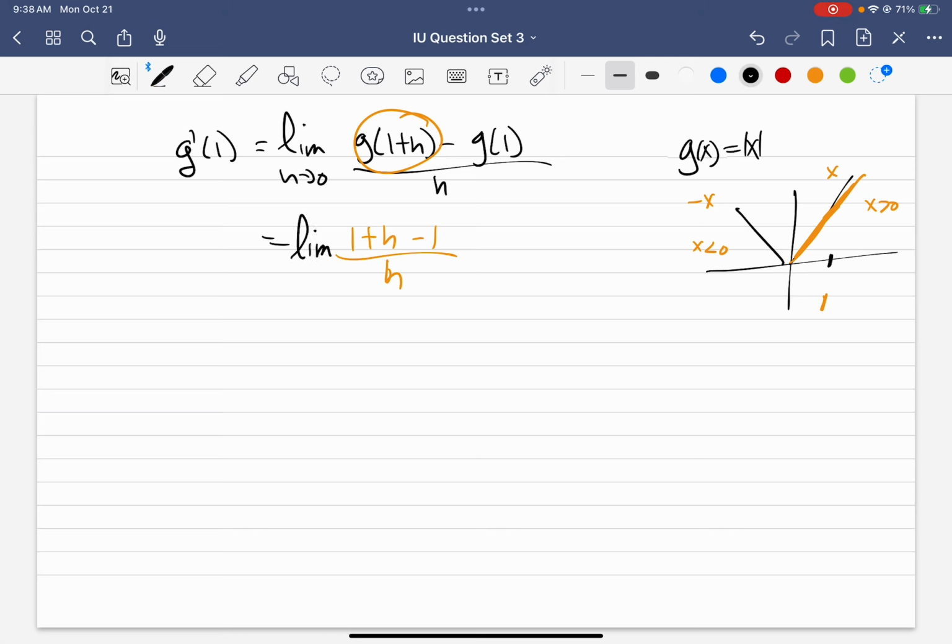So you're going to take the limit as h goes to 0. And those are going to cancel out. You're going to get the limit h goes to 0 of h over h. That's just 1. And so you're going to get the limit as h goes to 0 of 1, which is just 1. And we expected that.